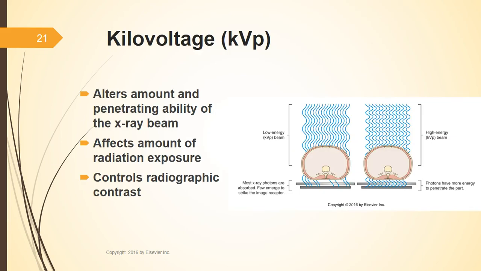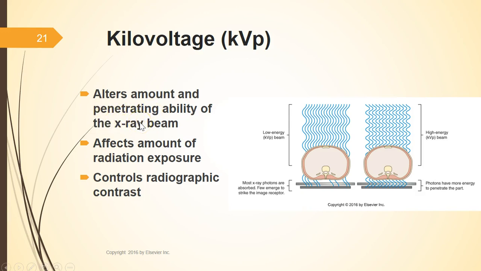Kilovoltage. This is our second primary factor. I guess third if you want to say mA, time, and then kVp. I think of them as two things, mass and kVp. The kVp affects the exposure to the image receptor because it alters the amount and penetrating ability of the X-ray beam. If you remember back, kVp does affect the quantity, but not to the extent that mass does. It's more about the penetrating ability.